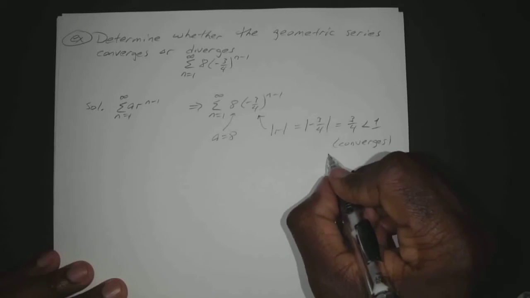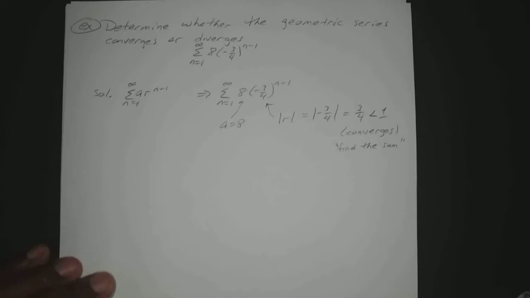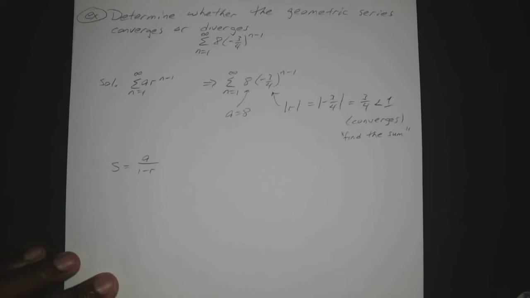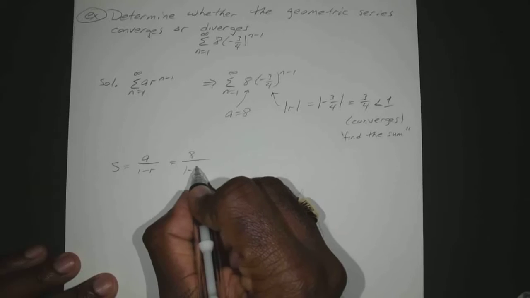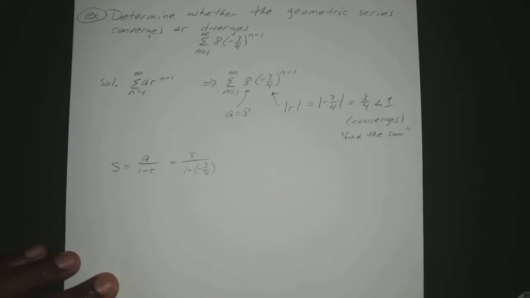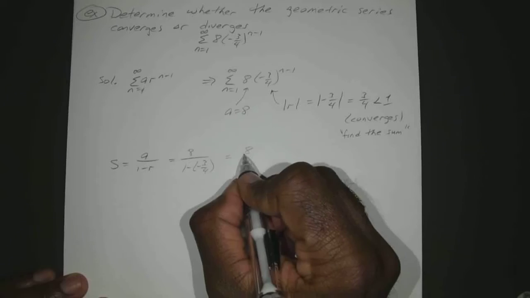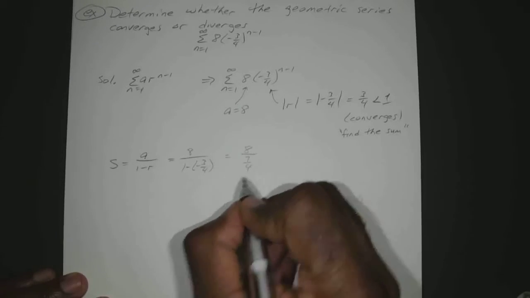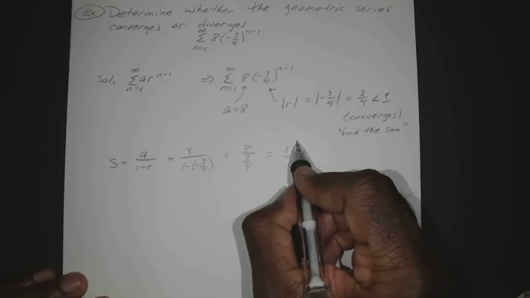Okay, so now we find the sum. Our sum is going to equal a over 1 minus r, which equals 8 over 1 minus negative 3/4. Remember, it's not the absolute value of r, it's the actual r. Okay, so that equals 8 over 1 plus 3 over 4, 4 over 4, so that makes that 7 over 4, which is equal to 32 over 7.